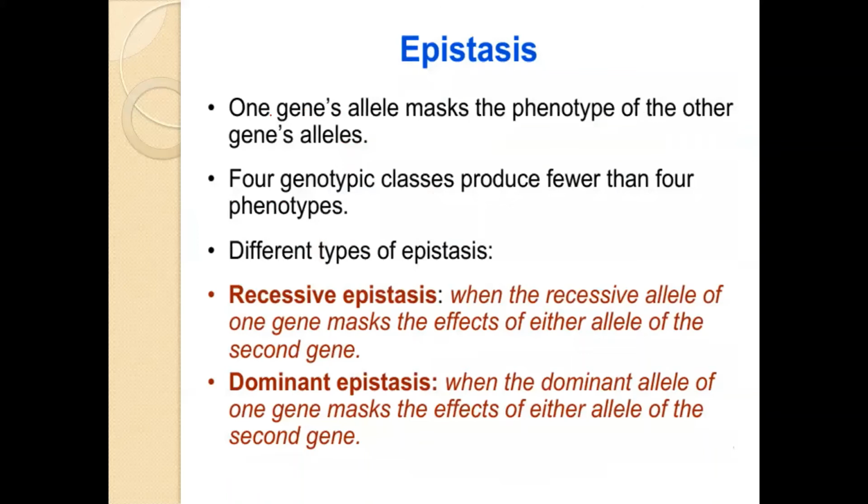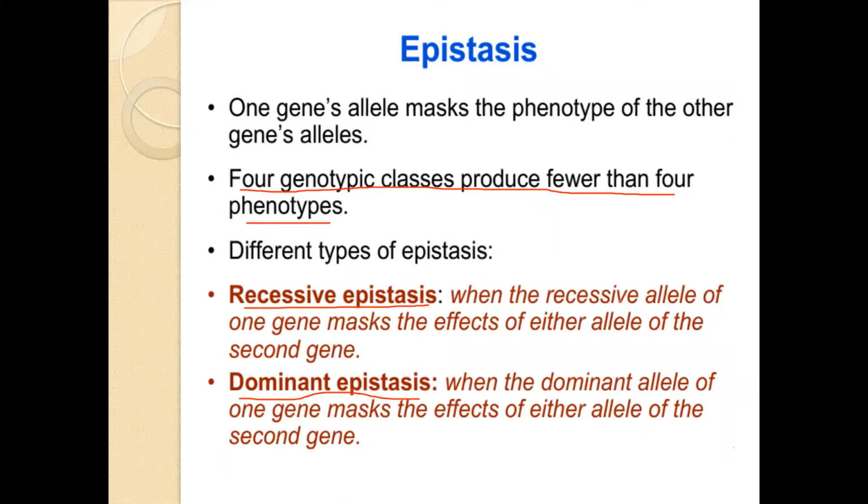Now we come to the term epistasis. Epistasis is when one gene masks the phenotype of the other gene. So four genotypic classes produce fewer than four phenotypes. Different types of epistasis are there. We can divide it into dominant epistasis or recessive epistasis.